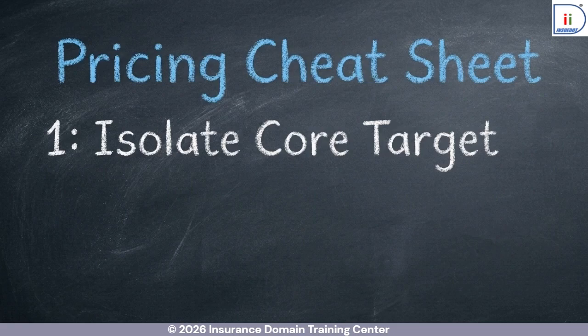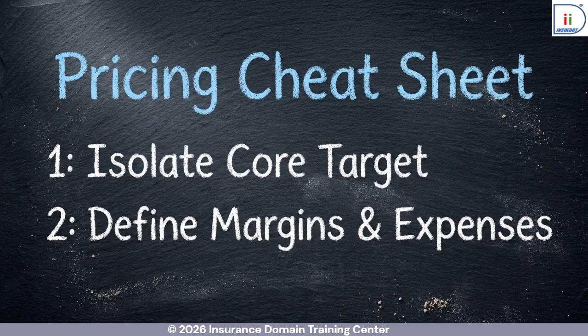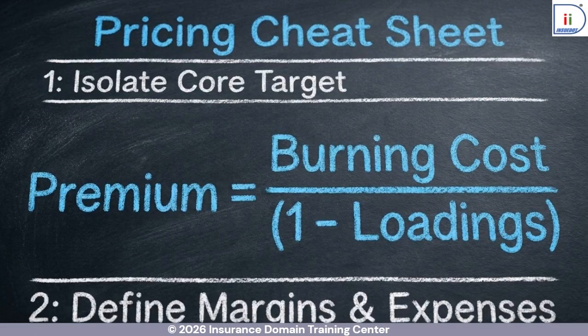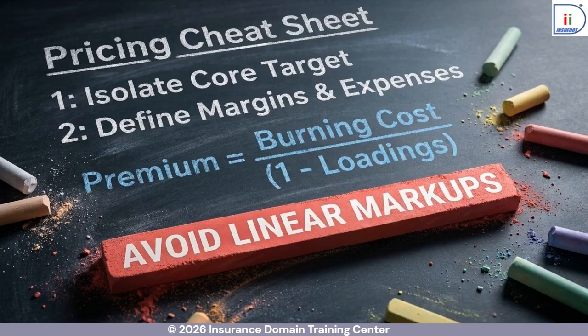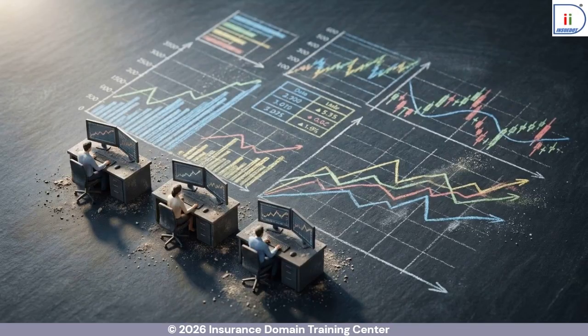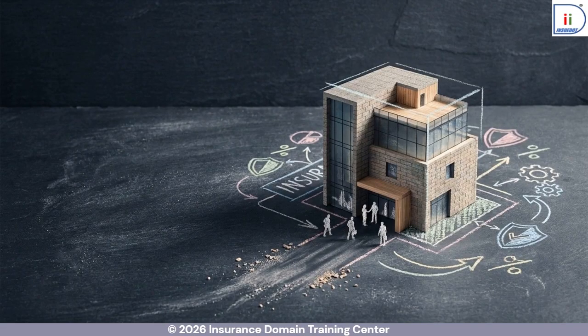This cheat sheet consolidates the process. Step 1 is identifying the burning cost. Step 2 is identifying necessary loadings. Then apply the structural formula, remembering never just add the percentage. Shifting market conditions will dictate your pricing strategy from month to month, but applying the correct burning cost math ensures your company actually retains the capital required to survive.